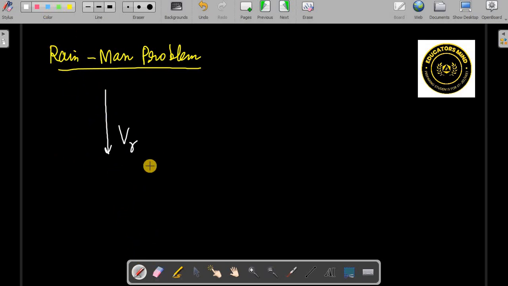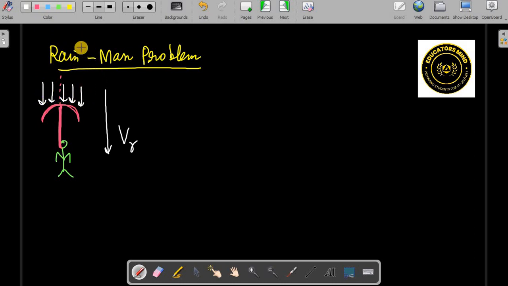Now the man is going in this direction. Let's say initially when the man was not moving, he sees that the rain is coming like this, right? So he should hold his umbrella like this. If he is standing, he has to keep the umbrella vertically like this, so that the rain which is coming from here will not wet him.